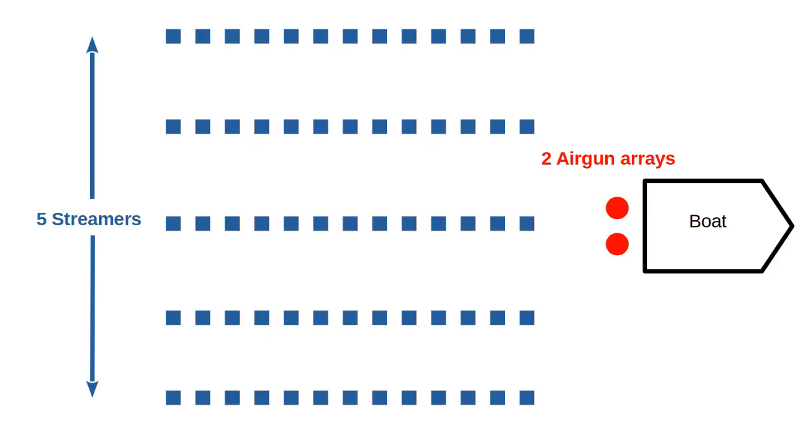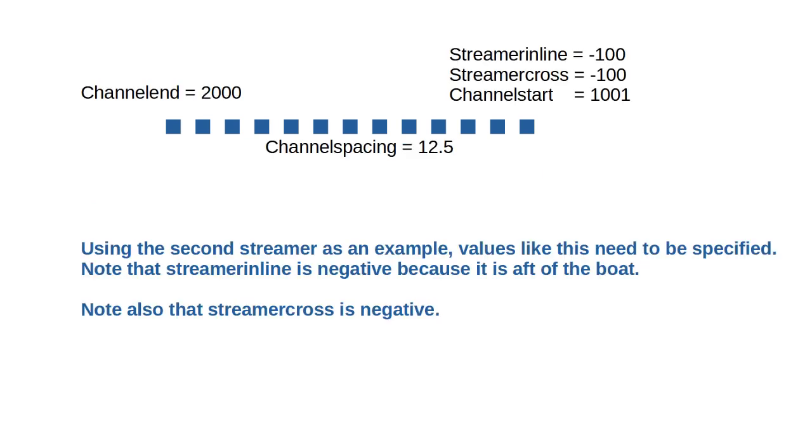Here is a simple diagram of a towed streamer situation. Usually there are a lot more streamers behind the boat, and the streamers are a lot longer. We'll see that later. Concentrating on the streamers, you must specify the inline offset at the start of the streamers, and the crossline offset of the streamers, and the channel spacing. Also, you need to specify which channels were recorded by the streamers.